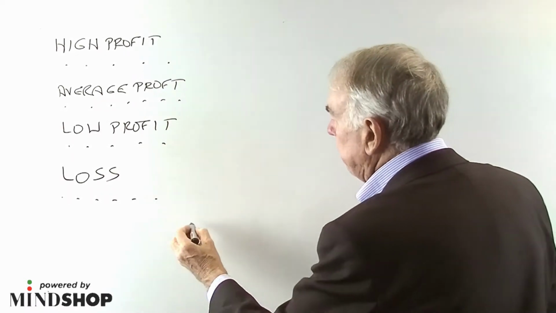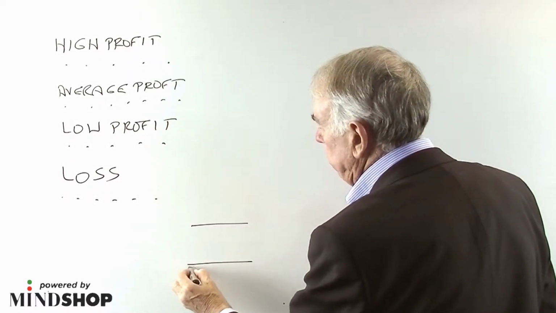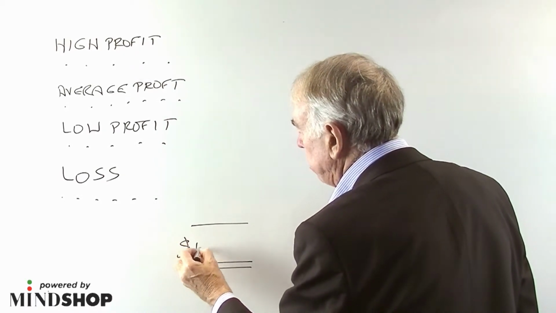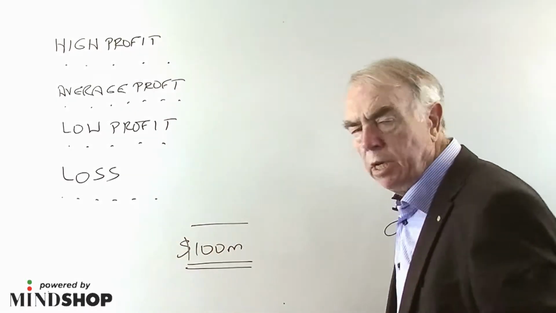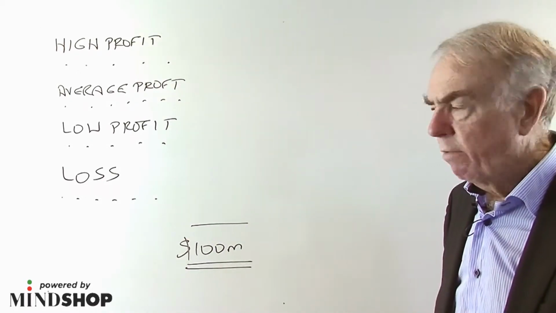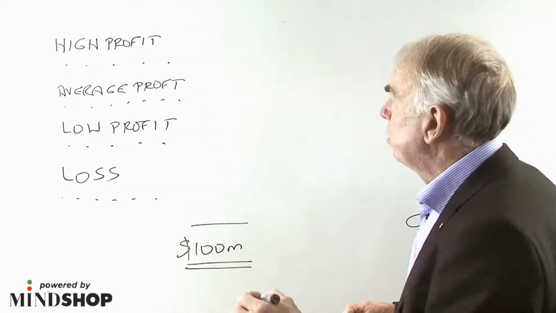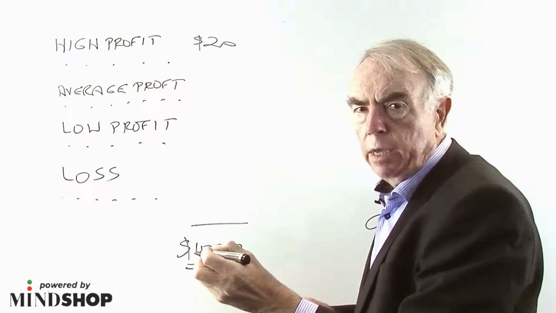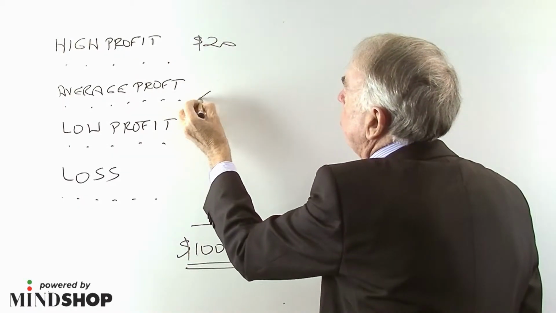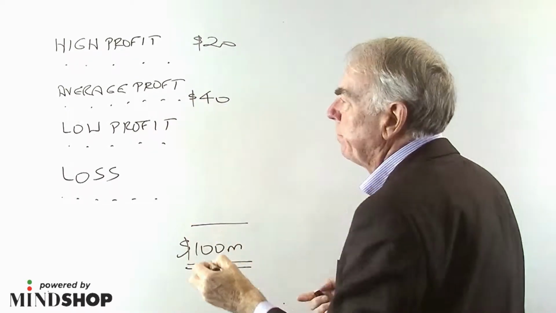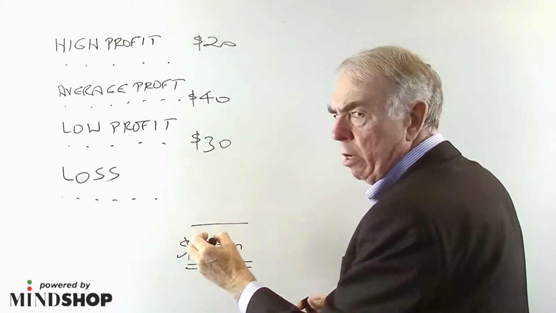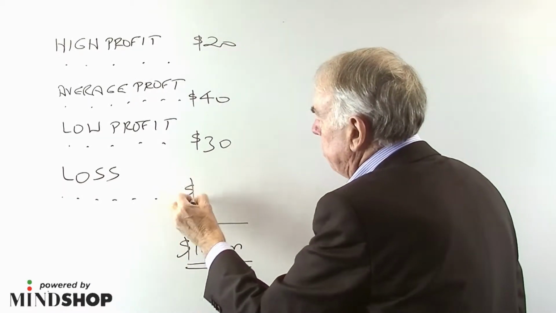And then you'd say, okay, the revenue, let's keep it simple, is $100 million. What is the breakup of the revenue across those? So you might say, well, this is perhaps 20 million. Average profit could be 40 million. Low profit could be, say, 30 million, and loss might be 10 million.